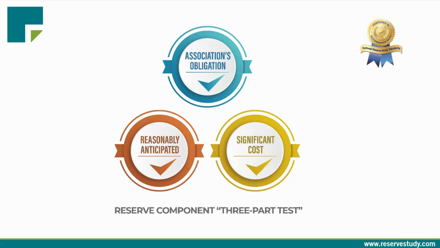But if we see some matching pieces on balconies, we ask, are those individually owned pieces on balconies, or are those association pool chairs that someone brought up to their balcony? Okay, we're going to find out, is it the association's obligation?